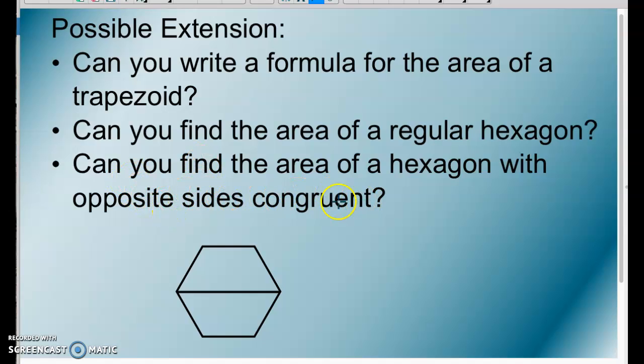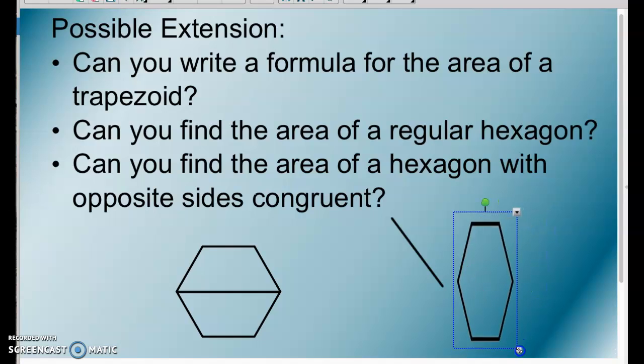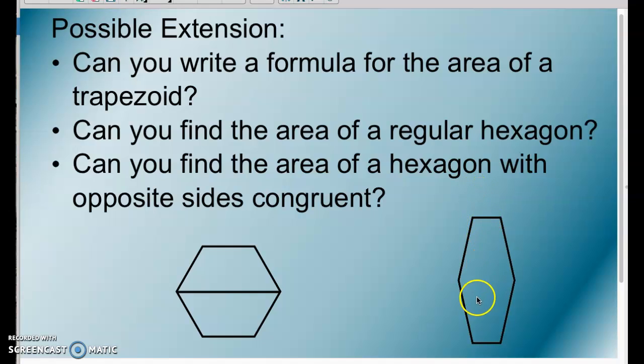And then, can you find the area of a hexagon with opposite sides congruent? Now that eliminates the regularity of this. So we take our, whoops, sorry, looking for my hexagon thing here. Okay, so we take our hexagon, but we make it not regular by stretching it. Opposite sides are still congruent, right? But it's not regular anymore. And so that might also get them to think a little bit about these things, and just give them a little bit extra to think about in extending this knowledge to other figures as well.